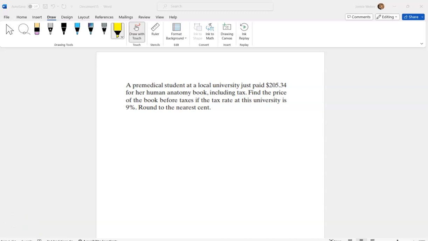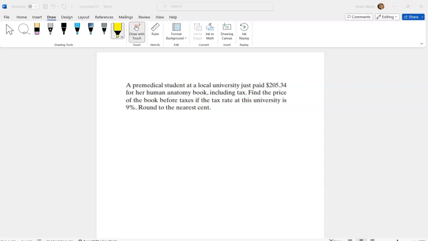We have a pre-medical student at a local university who just paid $205.34 for a human anatomy book, including tax. I'd like to say it's made up, but we all know it's not. Find the price of the book before tax. The tax rate at this university is 9%, round to the nearest cent.